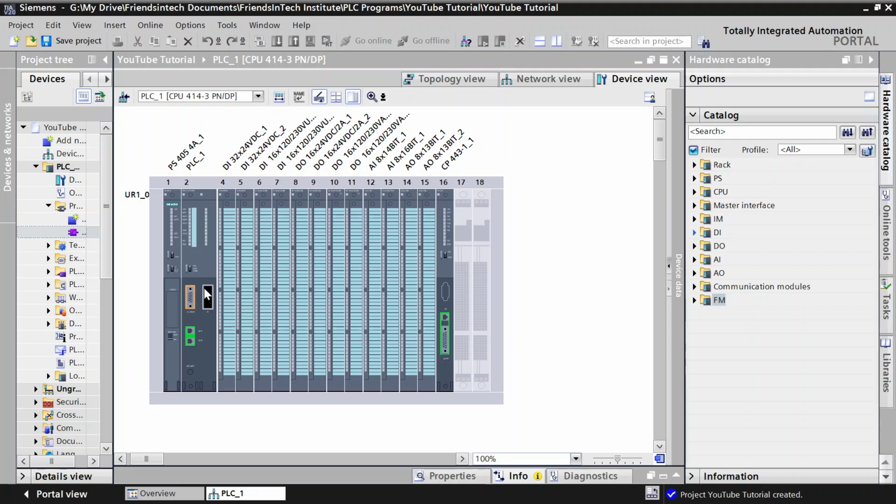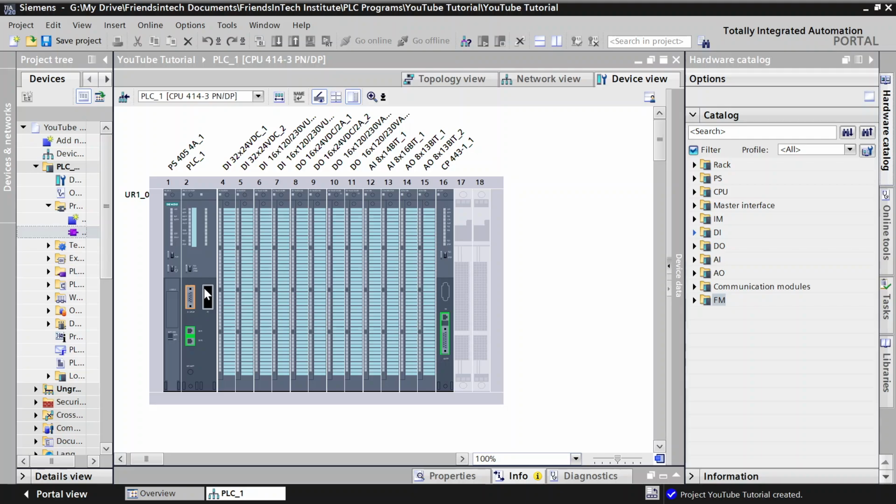Then we have compact PLC like Step 7 1200. Step 7 1200 is a compact PLC. Why? Because you have IOs and CPU residing in one hardware. All right? You have IOs and CPU residing in one hardware. That's a compact PLC. But this here is a modular PLC.